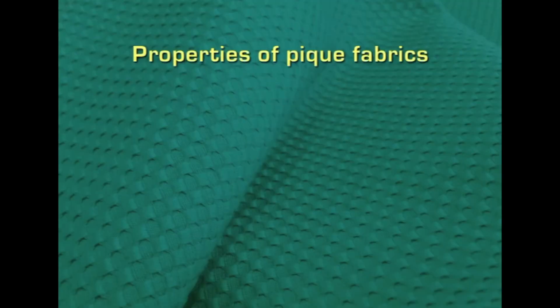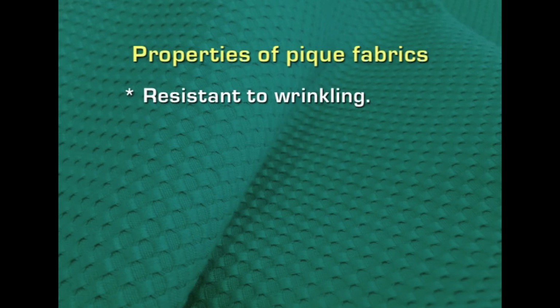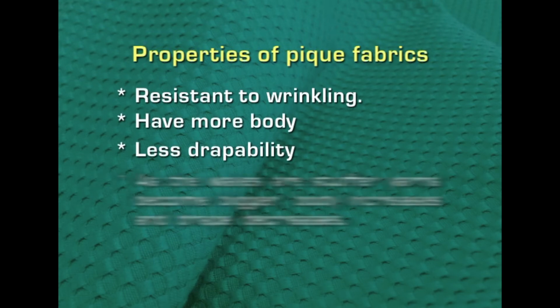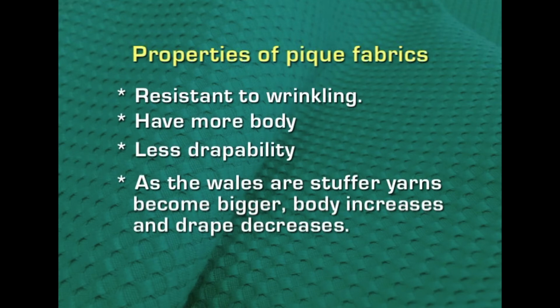Now, let us see the properties of pique fabrics. They are resistant to wrinkling, which means they do not show any wrinkles during normal wear and tear or normal use. They have more body, but they have very little drapability when compared with other fabrics. As the veils are based on stuffer yarns, if the stuffer yarns become bigger or coarser stuffer yarns are used, the body of the fabric increases, but the drape decreases, which means they are inversely proportional.